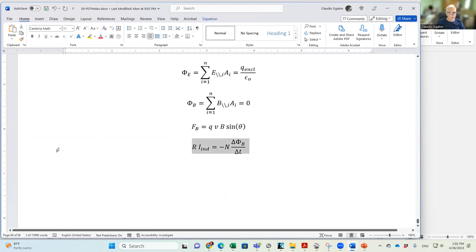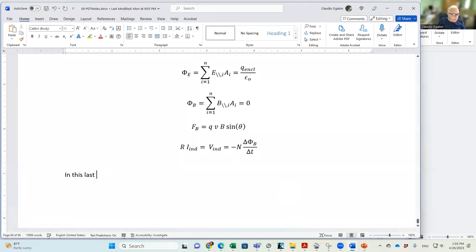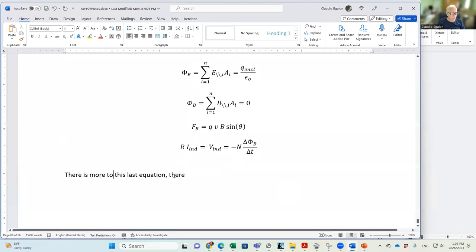And we have electromagnetic induction, the law of electromagnetic induction. What you have here is Ohm's law for the induced electric potential. And let's not forget, every time that you have an electric potential, you have an electric field associated with that. In this last equation, there is more to this last equation.